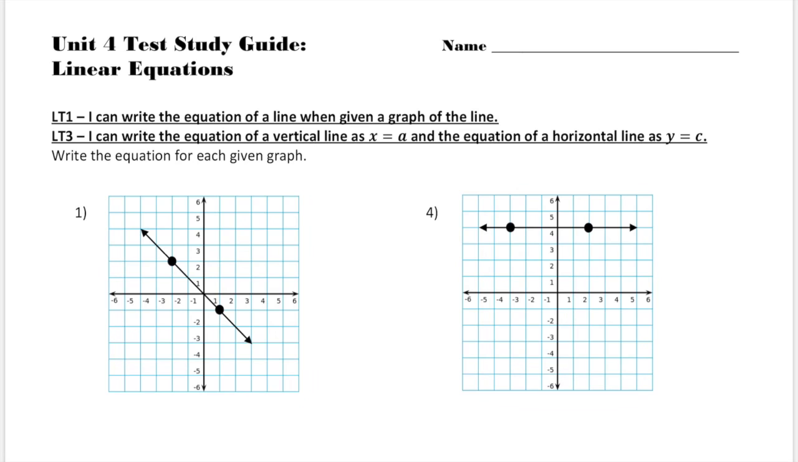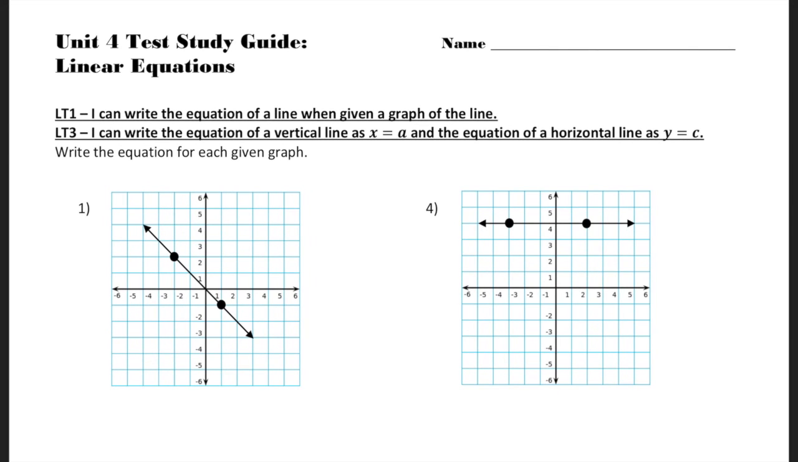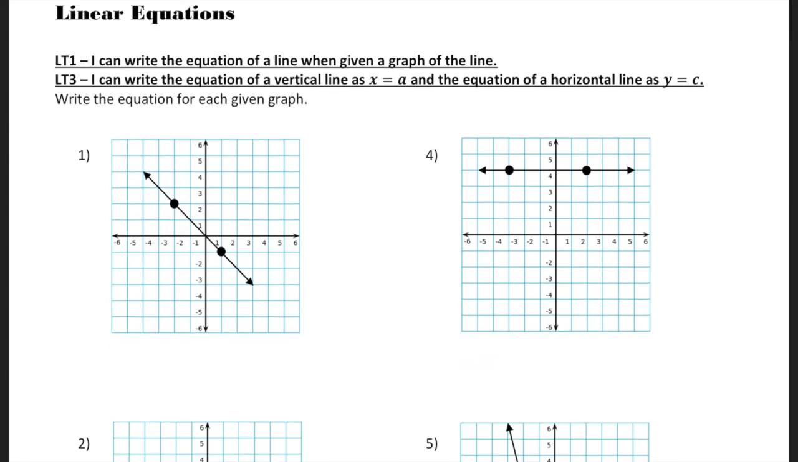Alrighty guys, today we're going to go through the Unit 4 test study guide, and this unit was all about linear equations, writing the equations, whereas last unit was all about identifying slope and the parts of a linear equation. This unit is all about actually writing the linear equations. So in the first section here, we cover both target 1 and target 3, which is to write the equation of a line when given the graph of the line.